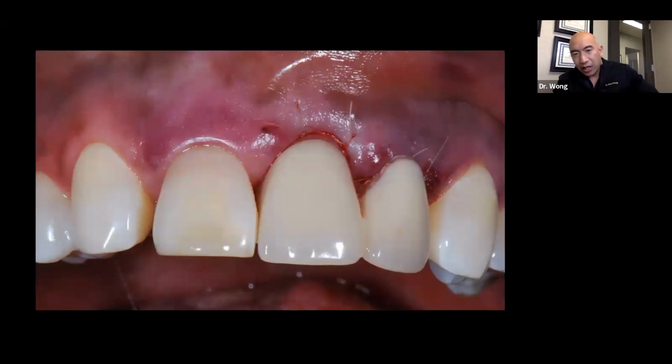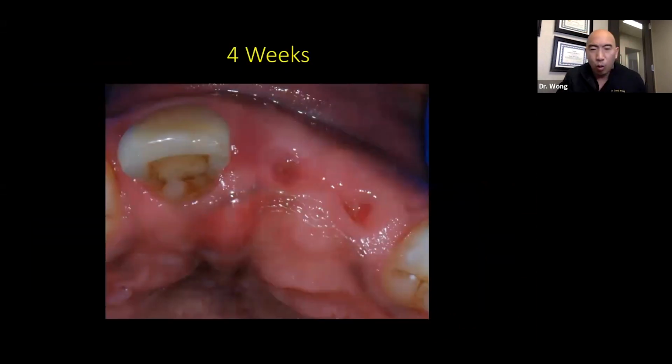This is provisionalized with a flipper. As you can see here, the flipper does not impinge on the papilla. That's the biggest thing. 4 weeks later, you're going to see that the gum tissue likes that Memblock. It's going to grow right over the top of it. I always tell my patients to allow 4 to 8 weeks for the tissue to overgrow the sockets.